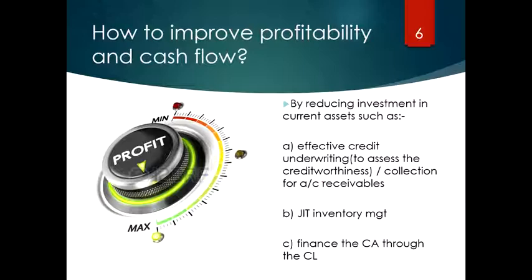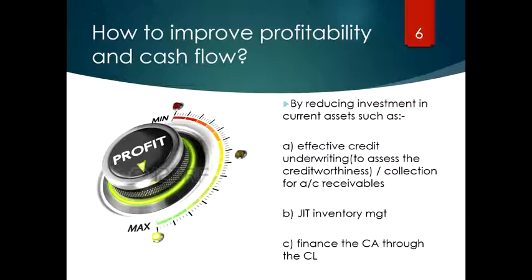So untuk reduce the investment in current asset, so company boleh do all these 3 things. First, kena ada effective credit unreturn. Apa itu effective credit unreturn? Dia digunakan to assess the credit worthiness. So maksudnya untuk improve dia punya collection for account receivable lah. Okay, dia nak dapat duit secara banyak, so dia kenalah tengok customer dia punya credit worthiness. Boleh tak your customer beli secara credit.